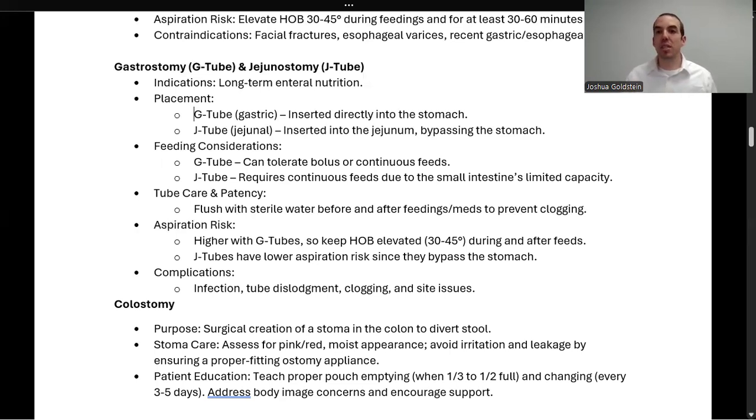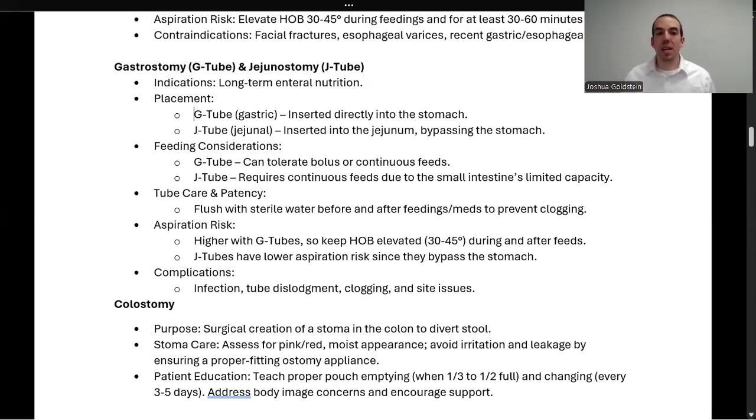There's not that much of an issue with the J tube because we're talking that it would have to go back to the stomach, back to the esophagus, back up to the oral cavity, and then go the wrong way into the lungs. So it's not as much of a risk. Complications with either of these tubes are infection, the tube coming out, the tube getting clogged, or physical issues with the site of the stoma, which is the hole where the tube is placed.